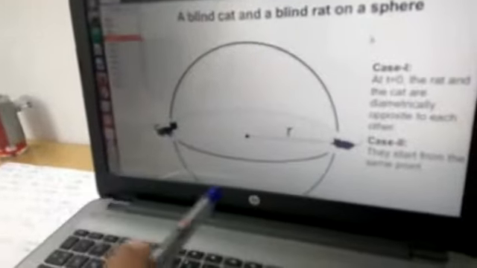A blind cat and blind rat start on a sphere. So here also there are the same two cases. One, the cat and rat are diametrically opposite, and case two, they start at the center. Okay, let's come back. Let us consider a sphere, and this is the xy plane. This is the z-axis. Now we consider the coordinates like this. Any point on the surface can be represented by theta with the z-axis, alpha with the x and y plane.